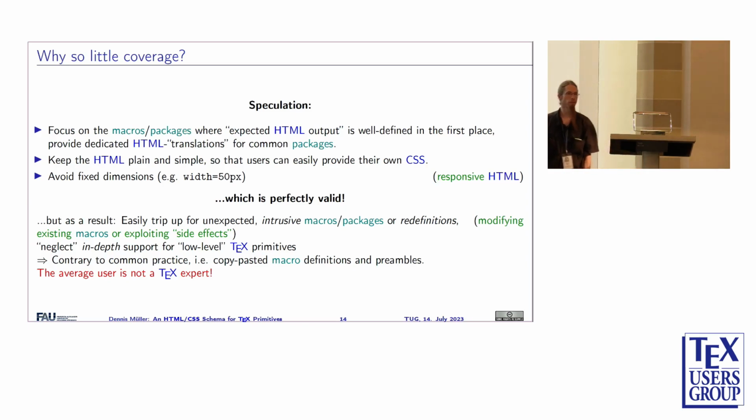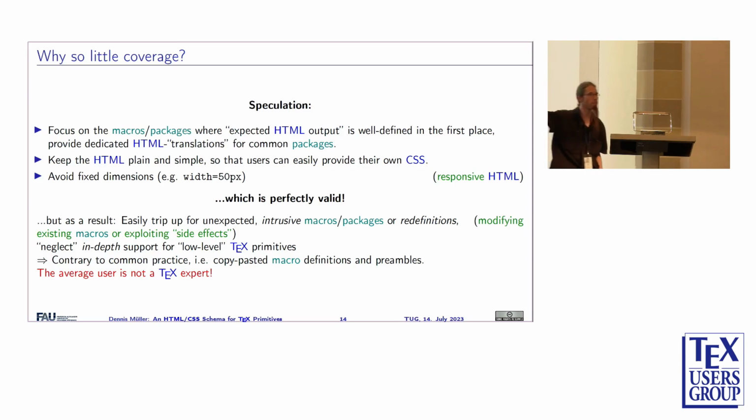But the result is that both of those engines can be easily tripped up if they encounter unexpected macros, or if they use packages that are squarely outside of a certain comfort zone, to call it that. And in order to achieve this, they often tend to neglect in-depth support for low-level TeX primitives, where in-depth support to some extent would entail things like actually putting fixed dimensions in your HTML, which you also don't want to do if you want nice plain HTML, in particular if it's supposed to be responsive. That is very much contrary to common practice.